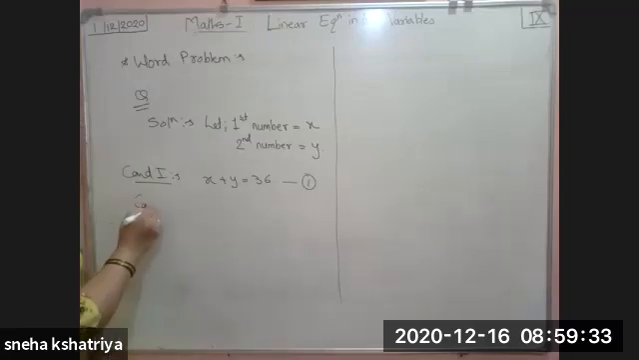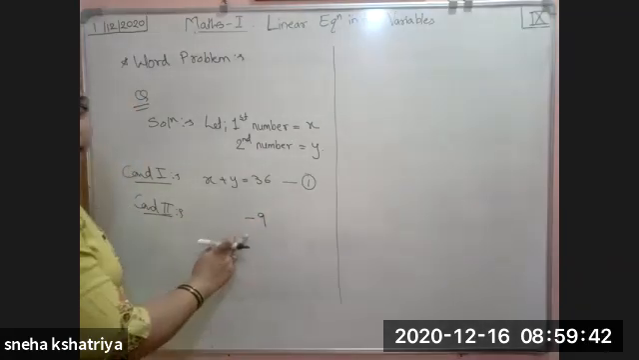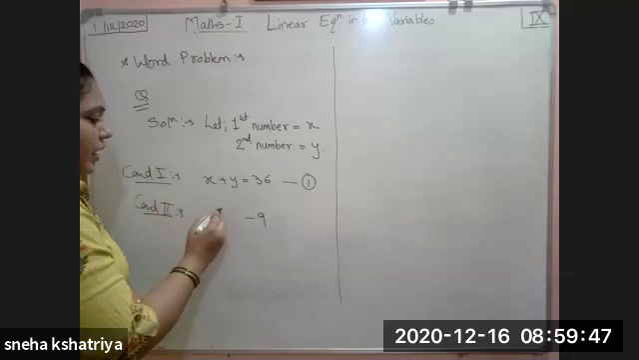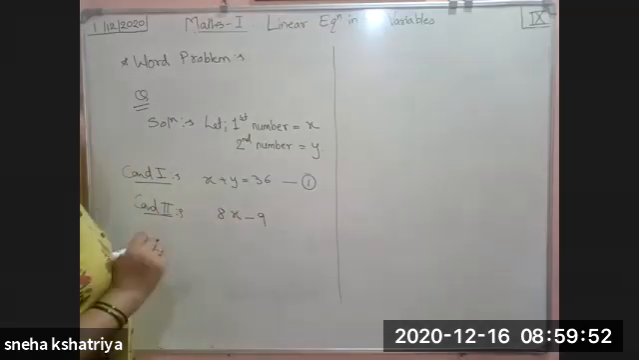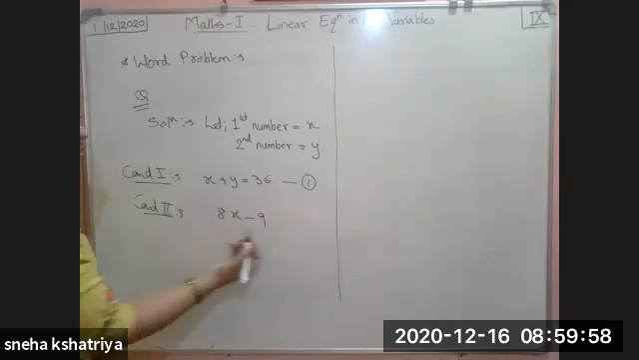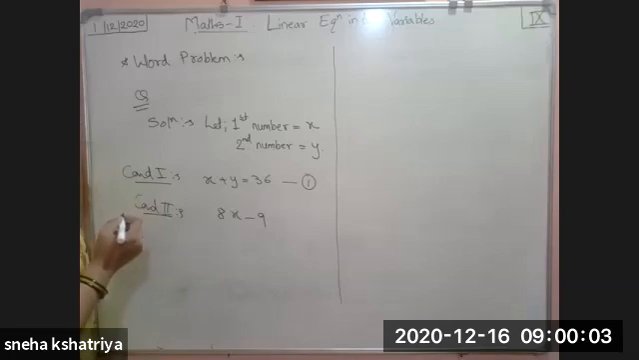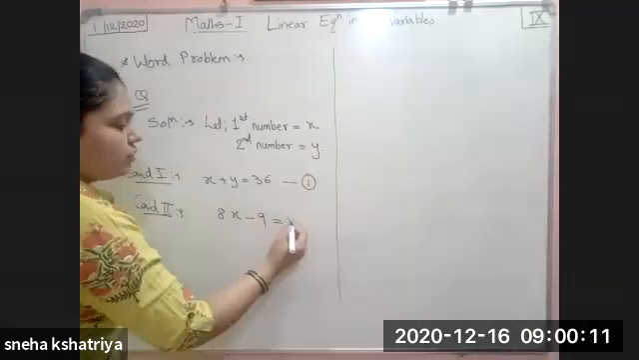Now condition second. What is the second condition given to us? 9 is subtracted. 9 is subtracted means what? Minus 9 from 8 times the first number. What is the first number? It is x. 9 is subtracted from 8 times the first number. It goes from right to left. We get the second number. What is the second number? y.